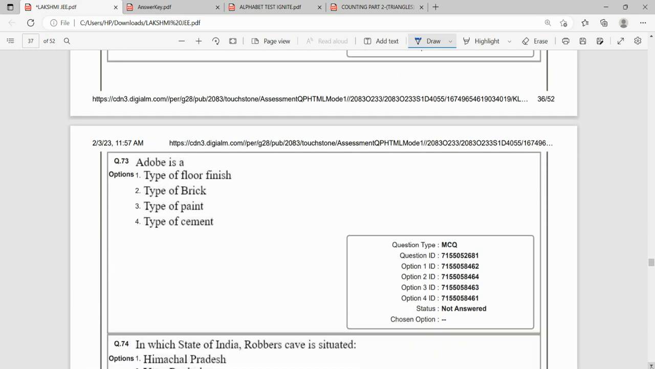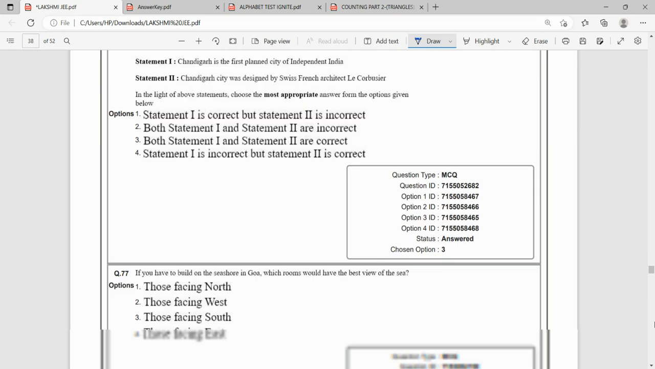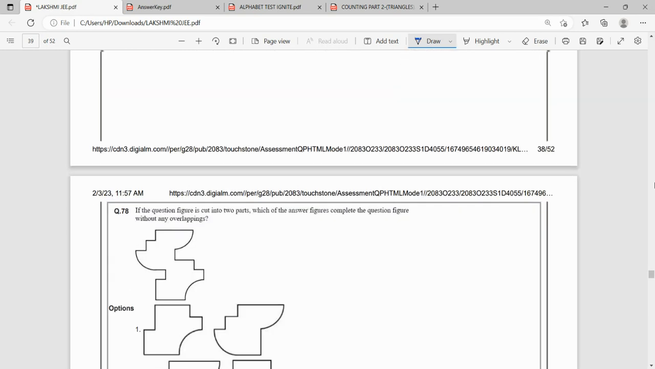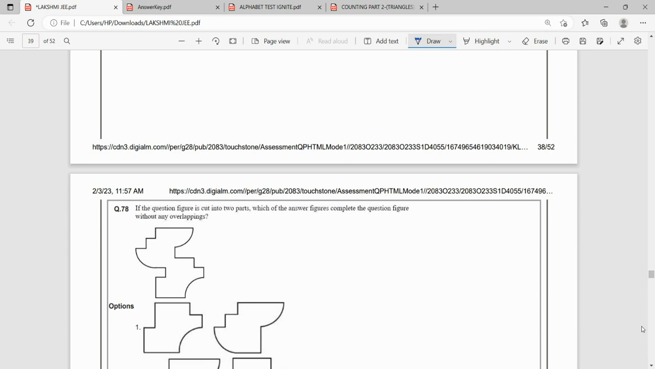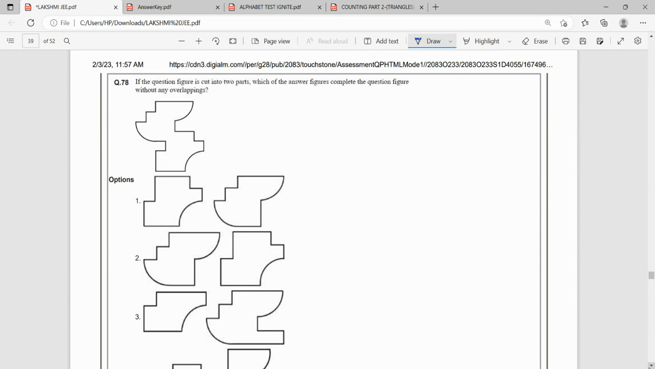Now let's see another non-verbal question. Here, what we have to do: in the question, the figure is cut into two pieces. Which of the answer figures complete the question figure? So like that we have to combine two items, right? Which of the items should be combined in order to get the given structure, if the question figure is cut into two parts? That is what we have to think.